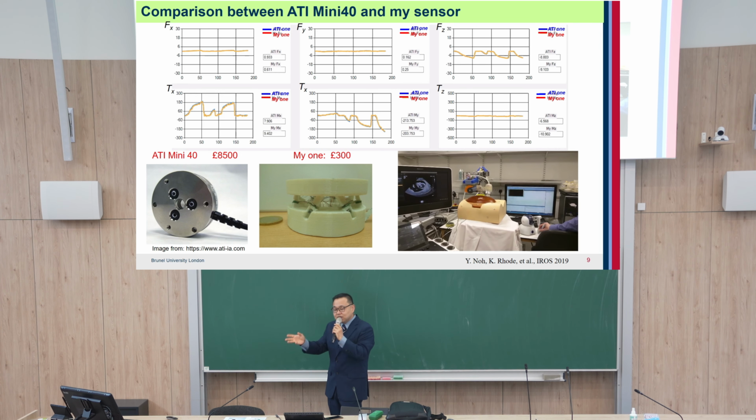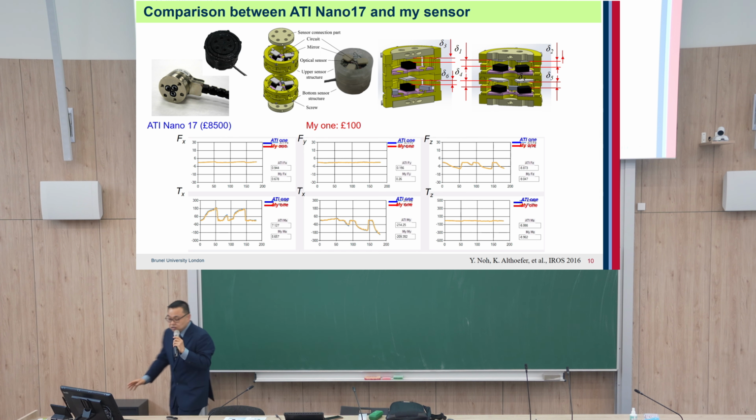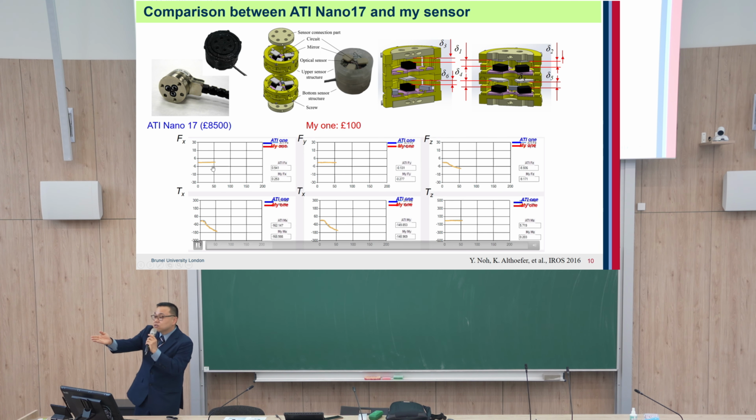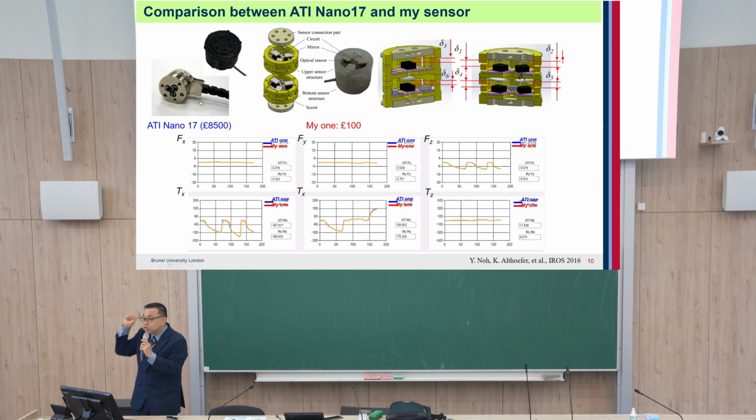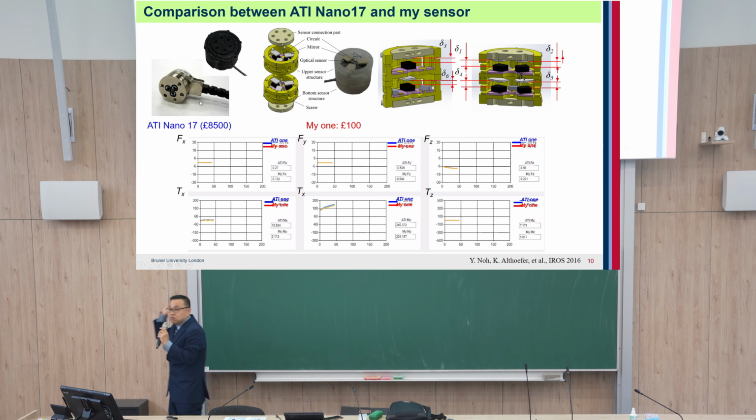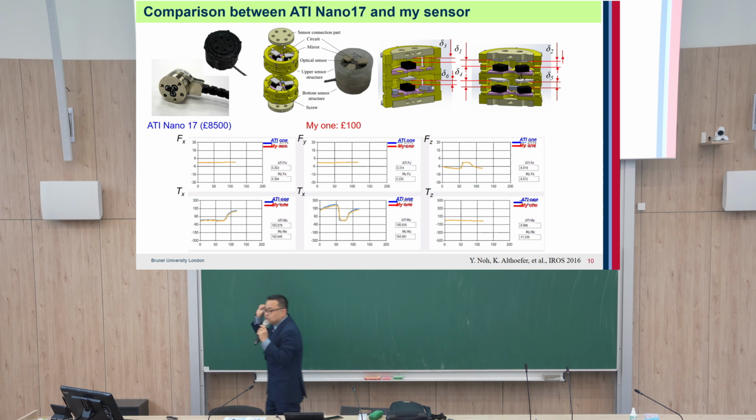So this is another version. Nano 17, like the 1,000 euro one, small size. This is a really, really famous force and torque sensor everywhere. I think all the robotics academics are using this Nano, right? The ATI, the American version.